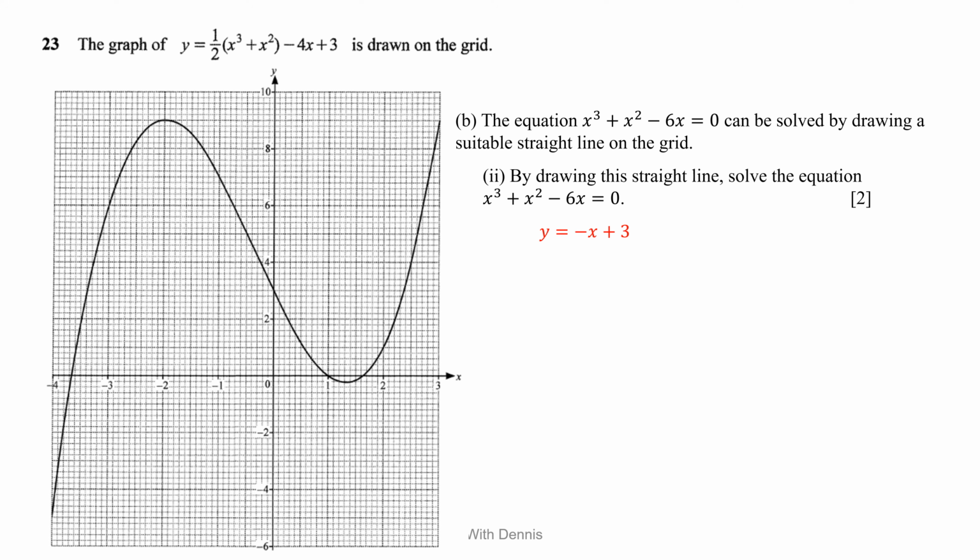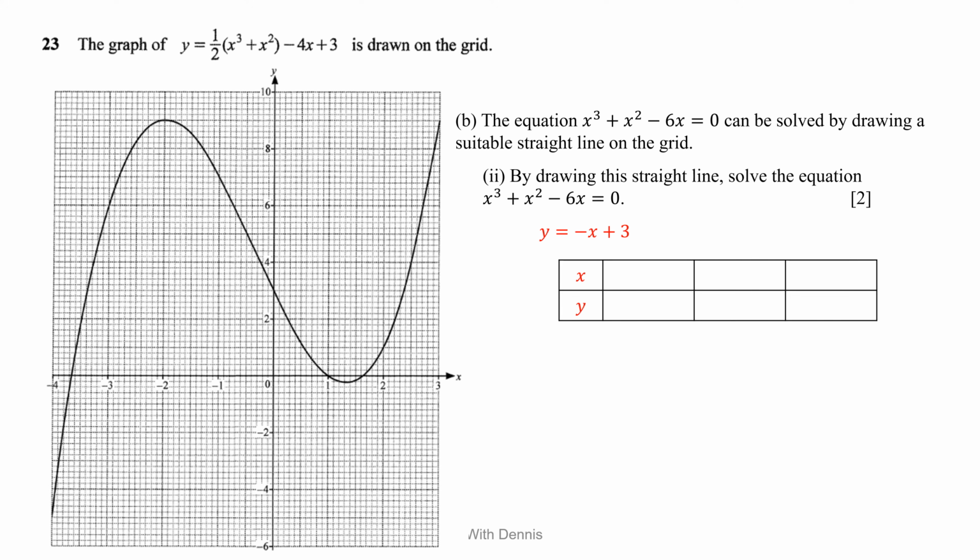Okay, the equation of the straight line which we obtained in part 1 is y equals negative x plus 3. Then we can build this simple table before we plot the graph. Let's choose x equal to 0, then y will be 3. We just substitute x is 0 into this equation, then y will be 0 plus 3, which is 3.